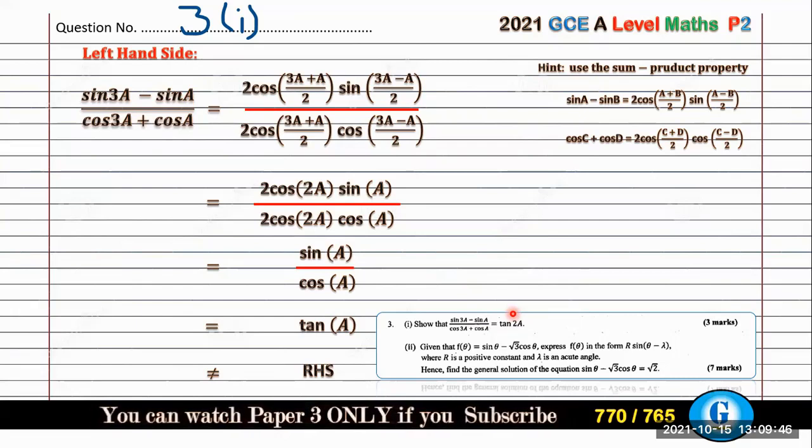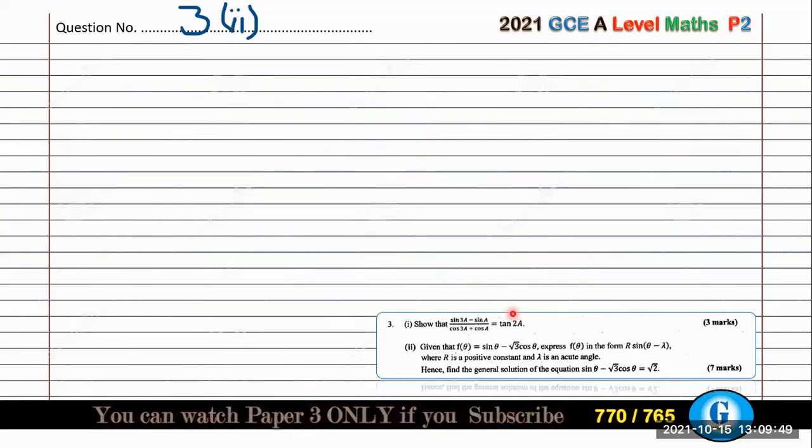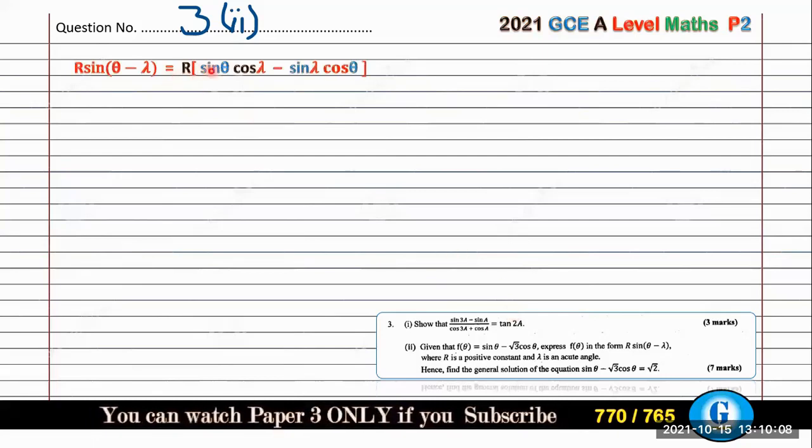The B part of the question states that given that f of theta is equal to sine theta minus root 3 cos theta, express f of theta in the form r sine theta minus lambda, where r is a positive constant and lambda is an acute angle. So we know that r sine theta minus lambda, when you expand, we are going to have r into sine theta cos lambda minus sine lambda cos theta, right? And this is identical to what we have in the equation: sine theta minus root 3 cos theta.